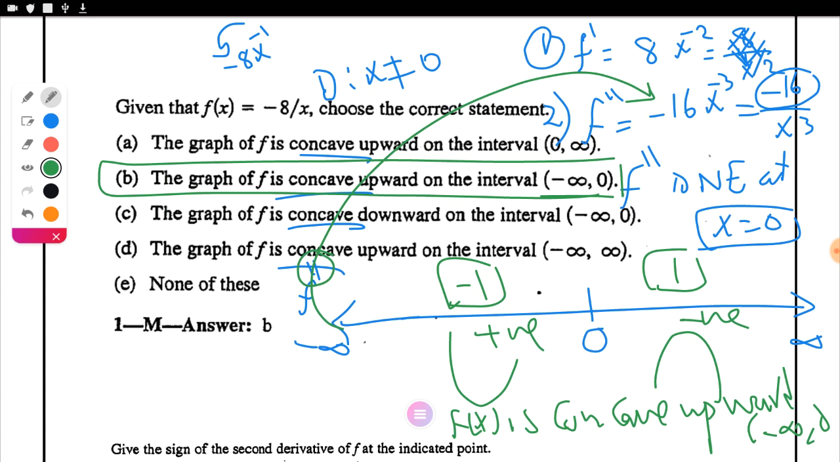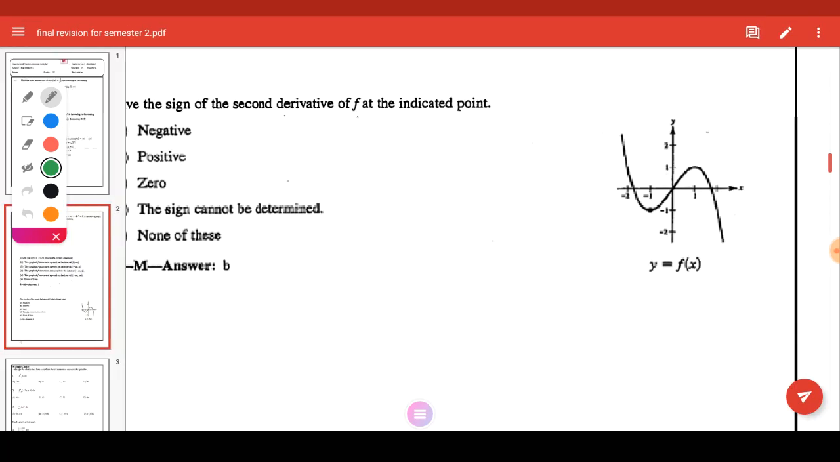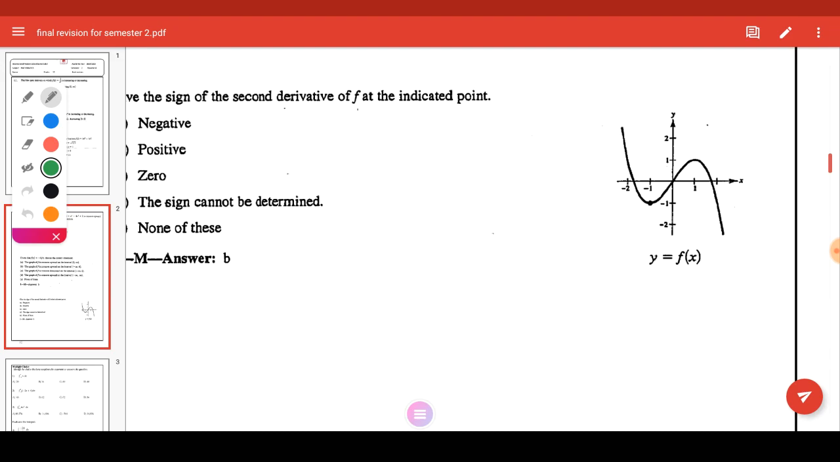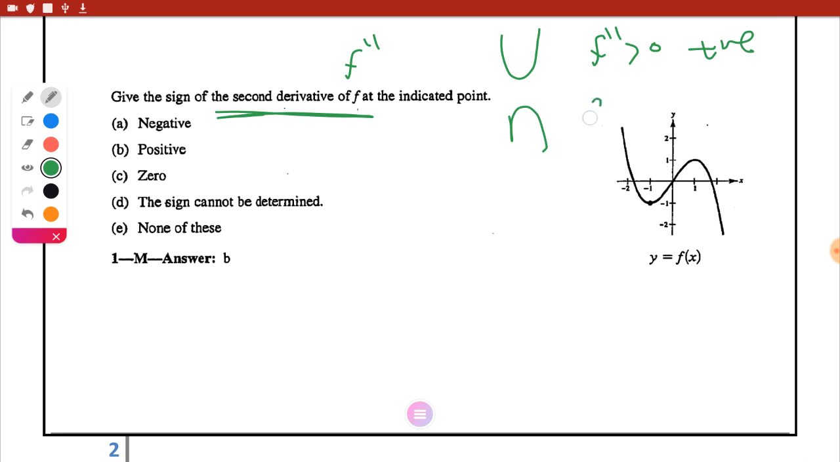Okay? Look here. Give the sign of the second derivative of f at the indicated point. Here, that is the indicated point. Find the sign of the second derivative. If the function is concave upward, the second derivative is greater than 0, positive. If the function is concave downward, the second derivative is less than 0, or negative.